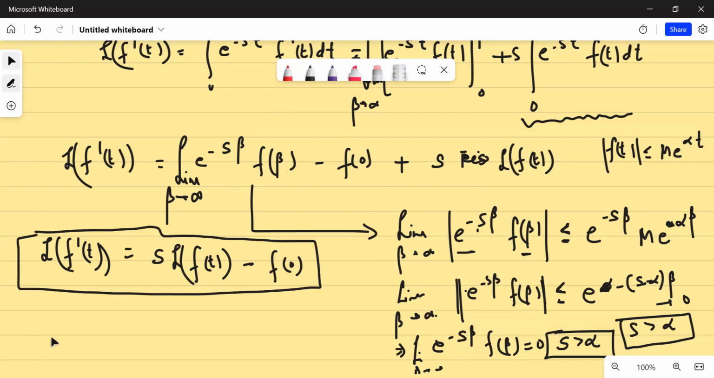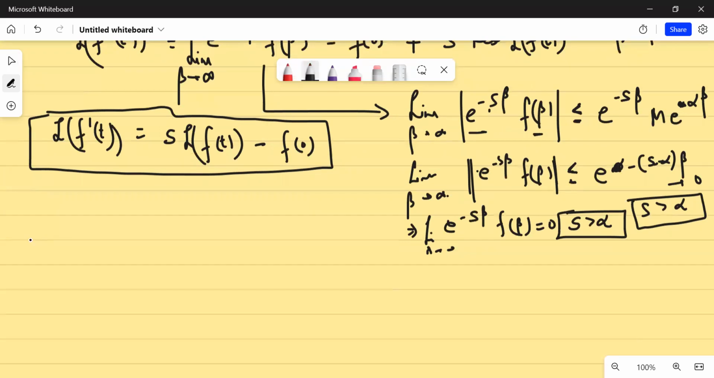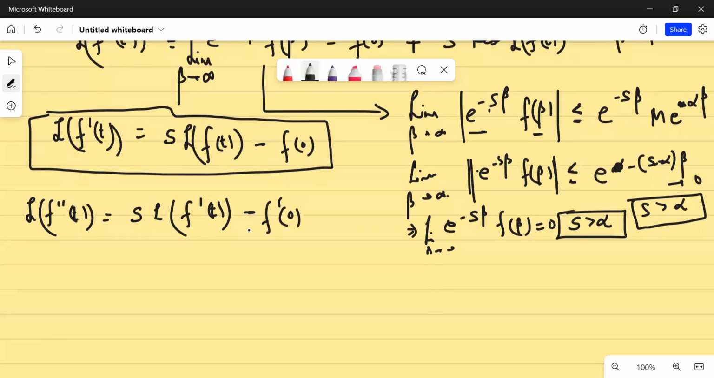Similarly, if I tell you to find the Laplace transform of f double dash t, what would it be? It will be s times the Laplace transform of f dash t, and instead of f you have a derivative f dash, because f double dash t is the derivative of f dash t.